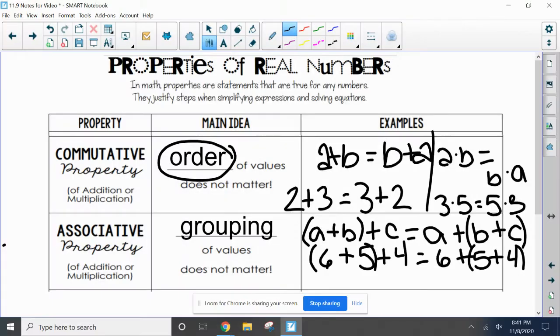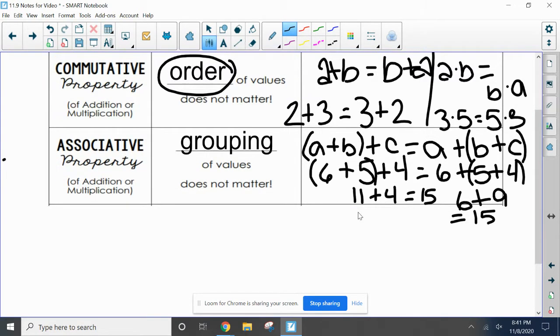So let's try the other side and see if we're going to get the same thing. Well, we know 5 plus 4 is 9, and 9 plus 6 is still 15. So 11 plus 4 is 15, and then 9 plus 6 is 15. So changing the grouping, even though we still had to do our parentheses first, because that's what our parentheses state, did not change the answer. Let's see if that same thing works with our multiplication.